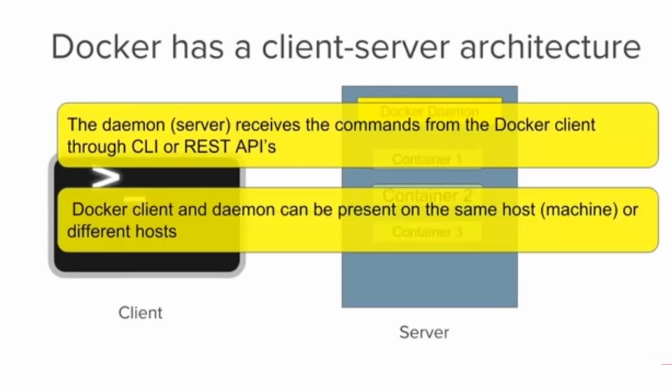The daemon is nothing but the process. It is a background process which is receiving the commands through the CLI or the REST API. And Docker client and daemon can be present on the same host or different hosts.